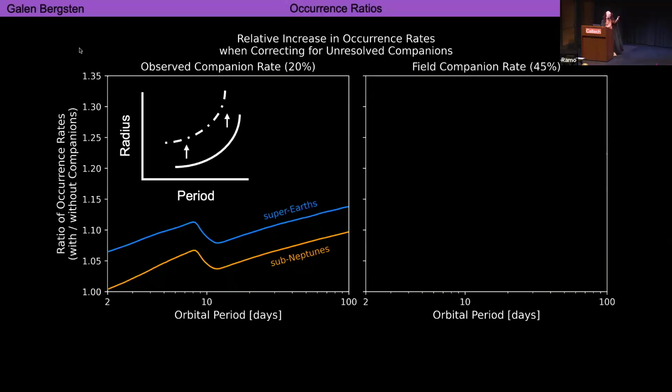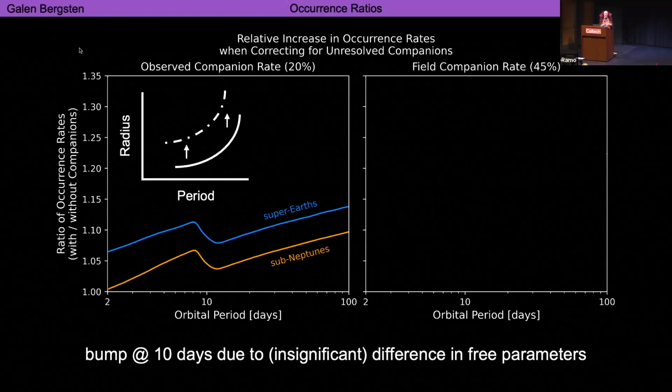Now, the one exception to this trend of generally increasing outwards is this weird squiggle that's happening at 10 days. And I'll tell you, it's not real. It's just a little bump that comes from, we're fitting a broken power law to these models. And in the case with companions, maybe the break at the power law is at like 10.1 days. And in the case without, maybe it's at like 10.2 days, which is not a big enough difference to be statistically significant or physically relevant, but it is enough to introduce a weird visual glitch like this. So don't worry too much about the actual shape of this. Just remember the trend that we get a bigger boost to occurrence rates for things that are smaller and farther away.